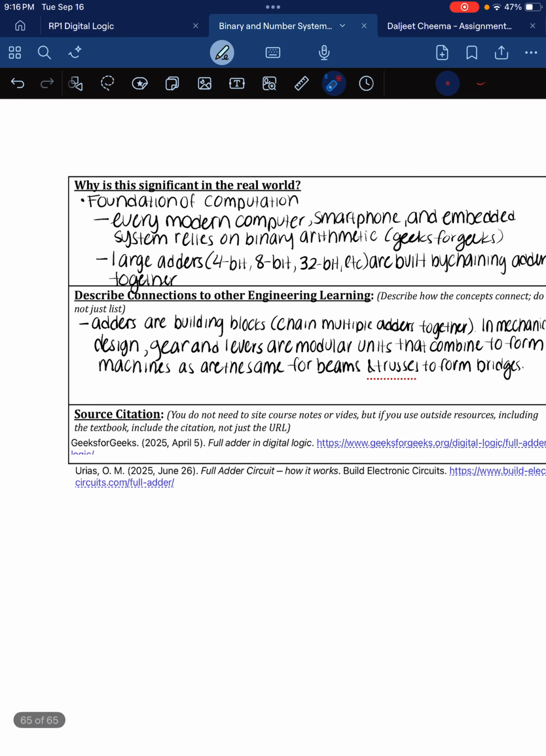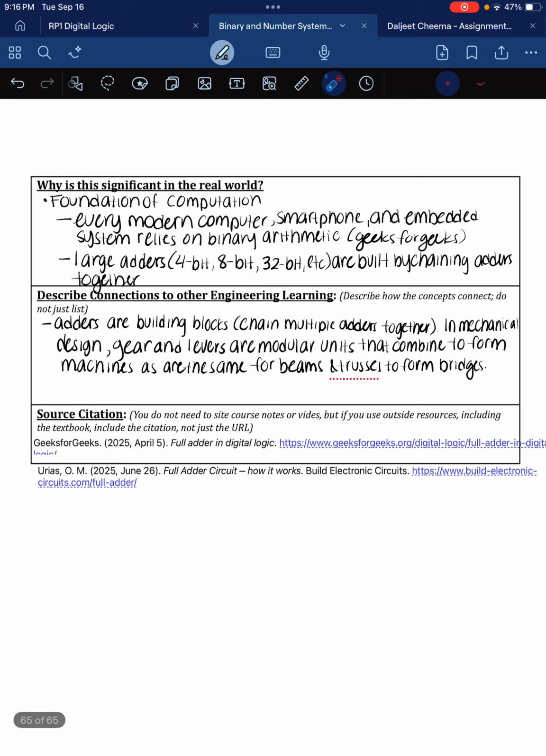And moving on to why this is significant in the real world, full adders are the foundation of computation. Every single modern computer, smartphone, or embedded system relies on binary arithmetic. These large adders, so when we think about our computers being 4-bit, 8-bit, 32-bit, are basically built by chaining those adders together, and that's how you're creating that space.